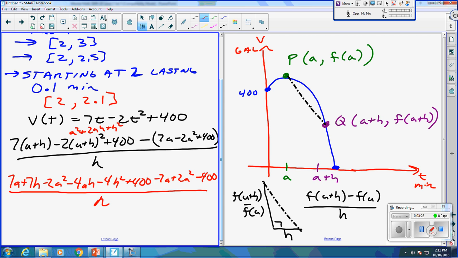And I don't have to write limit because we are not finding instantaneous. What cancels? Negative 400, positive 400. Plus 2a squared, negative 2a squared. Negative 7a, positive 7a. Does every other thing have an h? Awesome. I probably didn't screw up. I'm not going to go through algebra here. Factor an h out of each term and cancel the bottom h, which leaves you with this beautiful equation. Listen carefully. This equation will give the average rate of change starting at a, lasting for a duration of h.